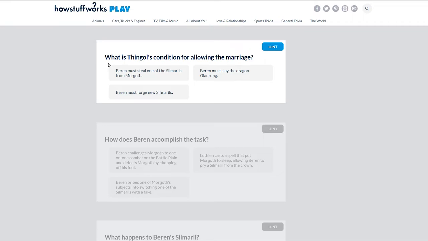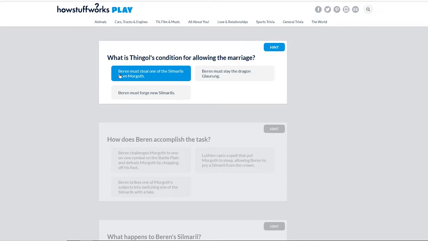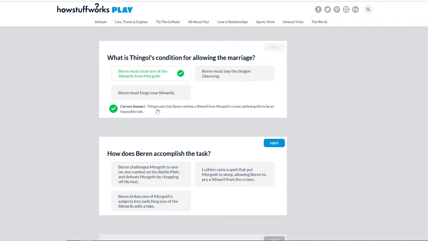What is Thingol's condition for allowing the marriage? Beren must steal one of the Silmarils from Morgoth. Beren must slay the dragon Glaurung. Beren must forge new Silmarils. And it's the first one. Beren must steal one of the Silmarils from Morgoth. Thingol asks that Beren retrieve a Silmaril from Morgoth's crown, believing this to be an impossible task.